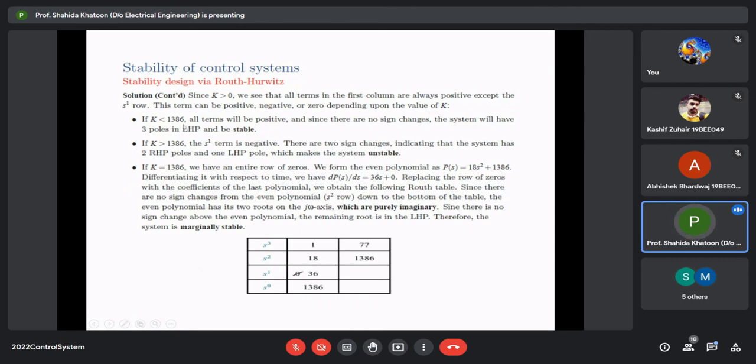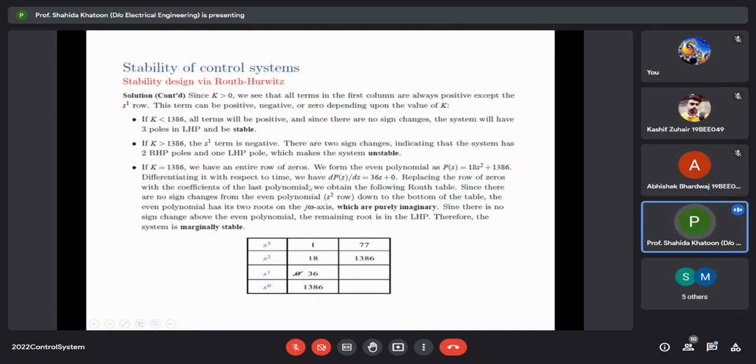So if k is less than 1386, all terms will be positive. And since there are no sign changes, the system will have 3 poles in the left half of the s plane and the system will be stable. And if k is greater than 1386, then the s to the power 1 term is negative. Therefore, there are two sign changes indicating that the system has two right half s plane poles and one LHP pole, which makes the system unstable. Now, what happens when k becomes equal to 1386?